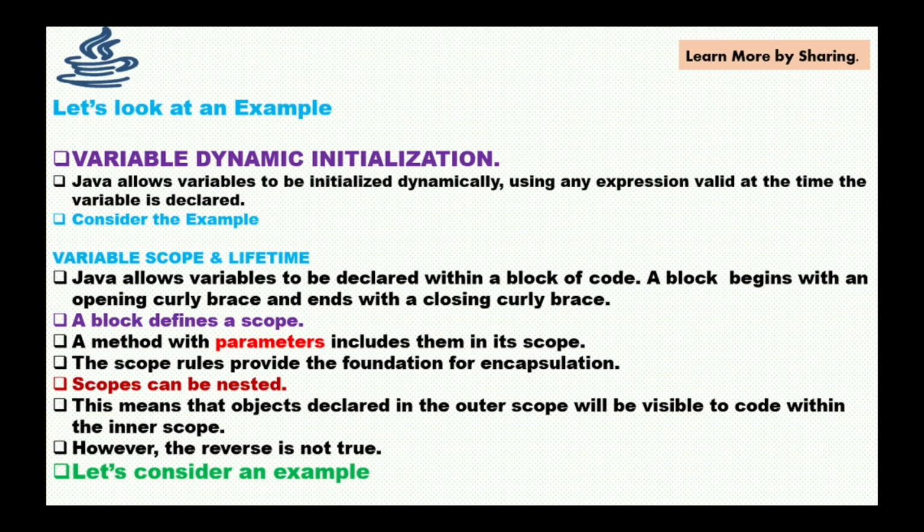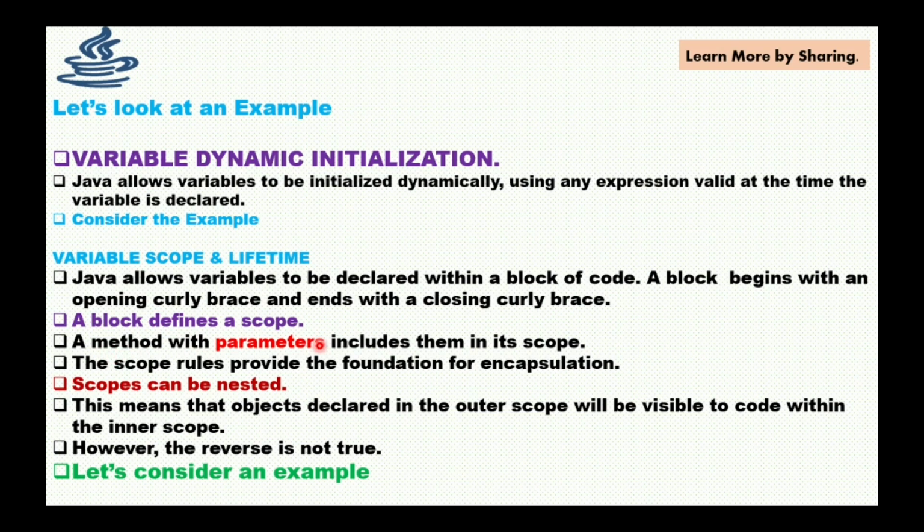So Java allows variables to be declared within a block of code. For example, the main method starts with the curly brace opening and closing, so that is a block of code. A block defines a scope. Everything within the opening and closing curly braces is a scope. Variables in that scope can be used within that scope.